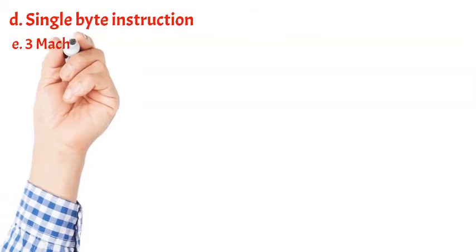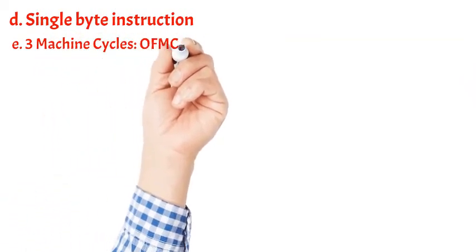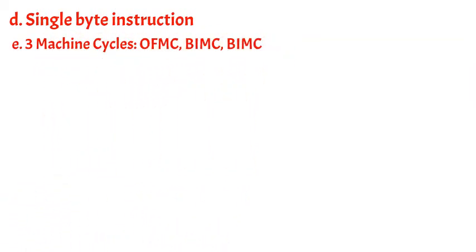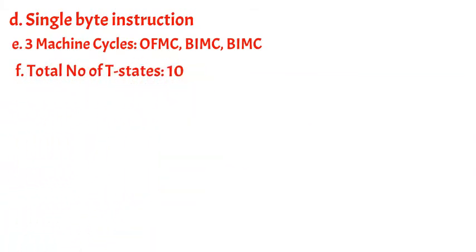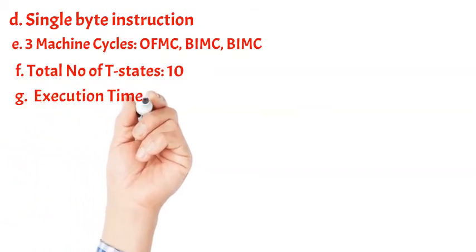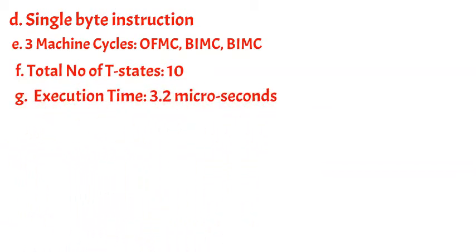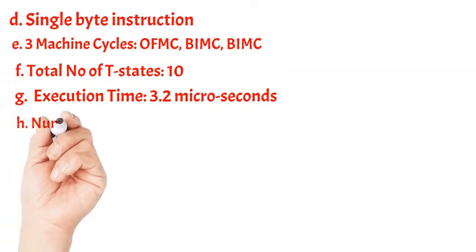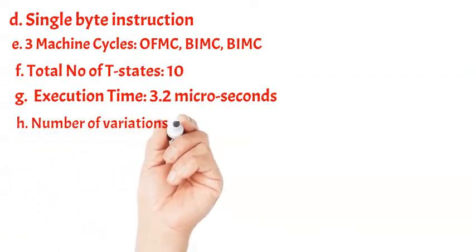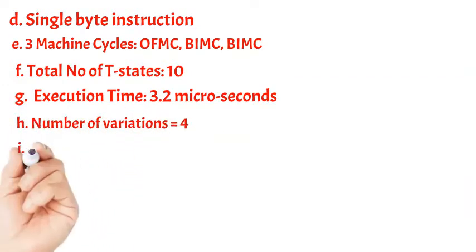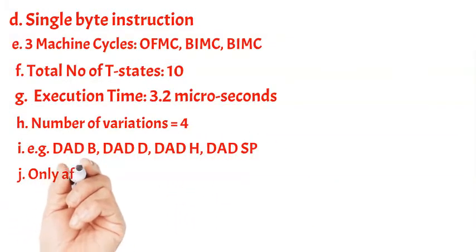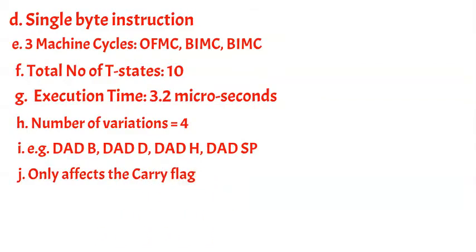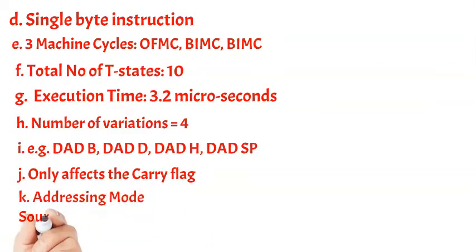It again is a single byte instruction. The opcode only consumes 1 byte of space. It has 3 machine cycles: the opcode fetch machine cycle, bus idle machine cycle, and bus idle machine cycle. So the number of T states will be 4 plus 3 plus 3 equal to 10. Execution time will be therefore 3.2 microseconds. It will have 4 variations, just like INX. These will be DAD B, DAD D, DAD H, and DAD SP. It only affects the carry flag, no other flag will be affected by this instruction.